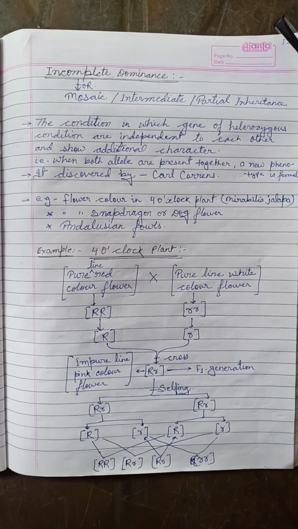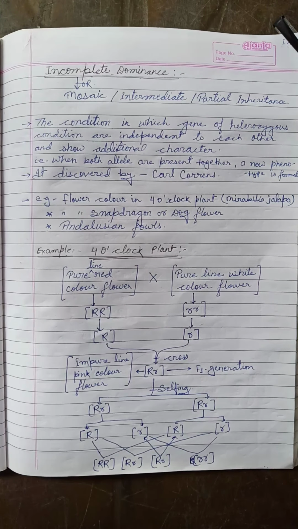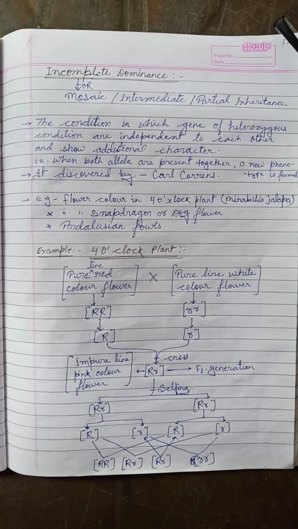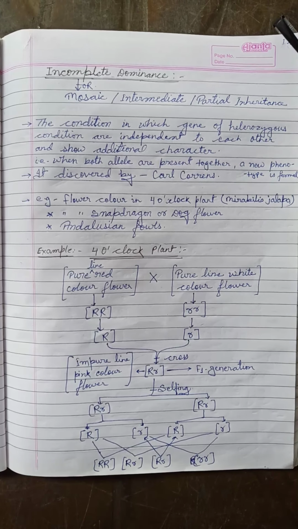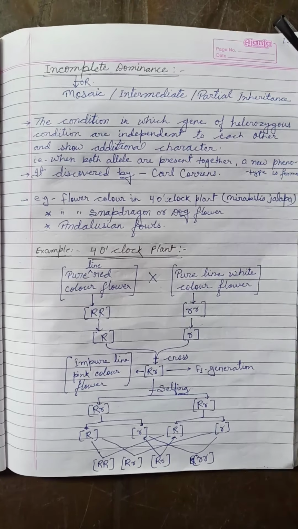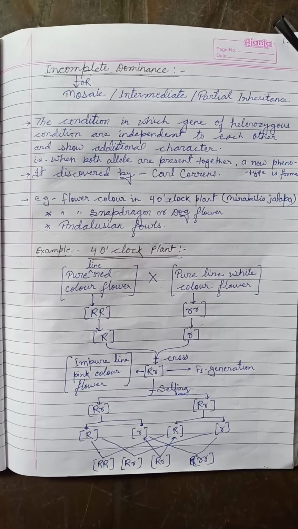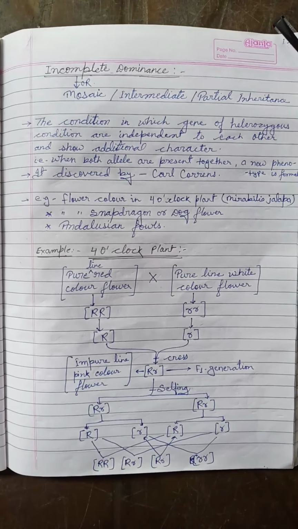In this video, we will discuss the different types of exceptions of the law of inheritance. That means the exceptions of the law of dominance and the exceptions of the law of independent assortment. As we know, we have already discussed the law of dominance and its exceptions. And as we also know, the law of segregation doesn't have any proper exceptions. So in this video we will discuss the exceptions of the law of dominance.